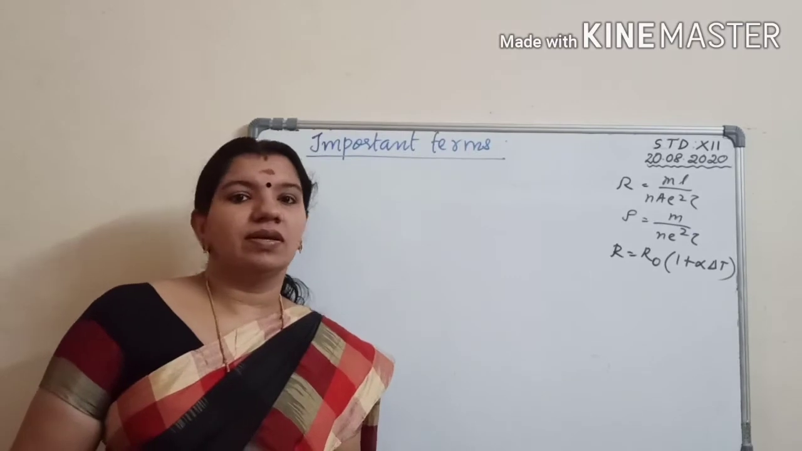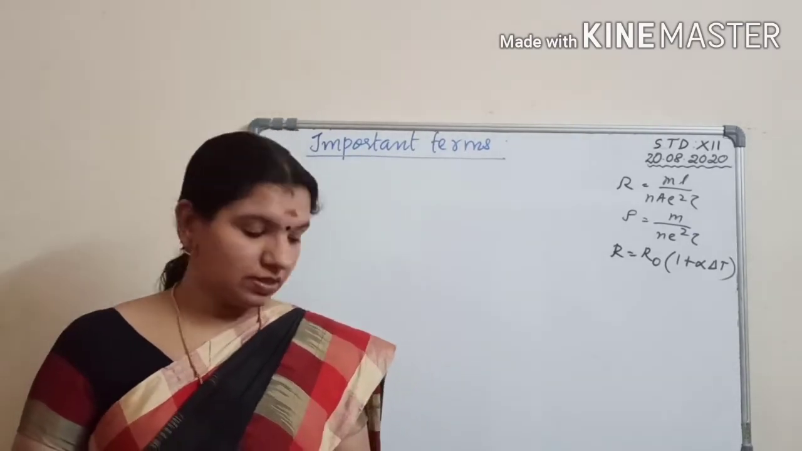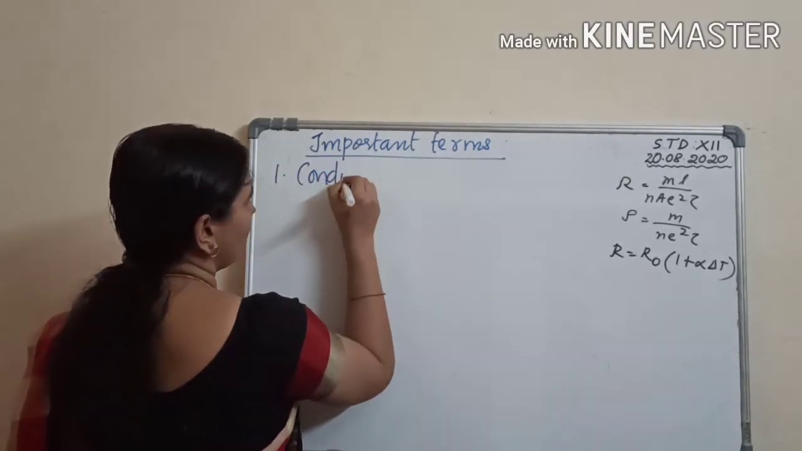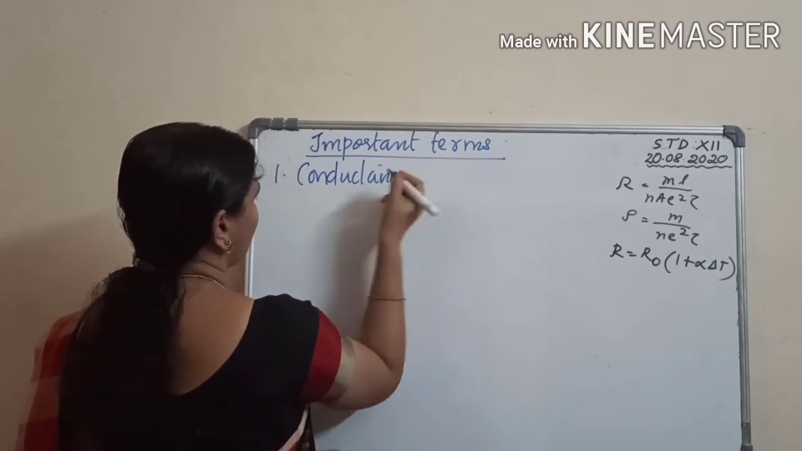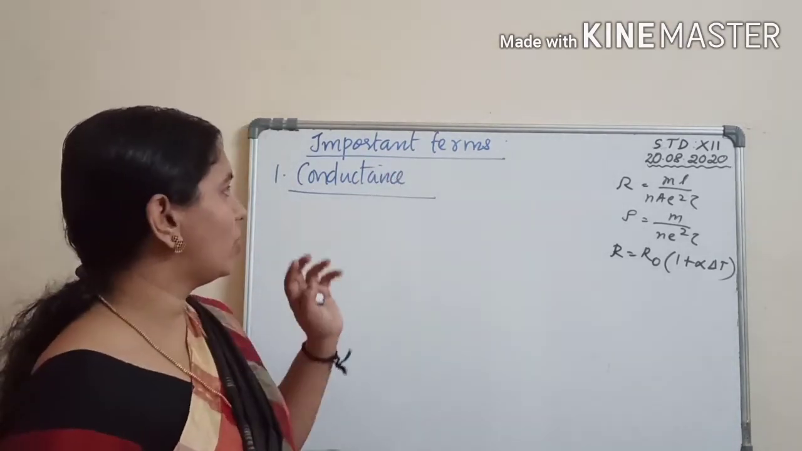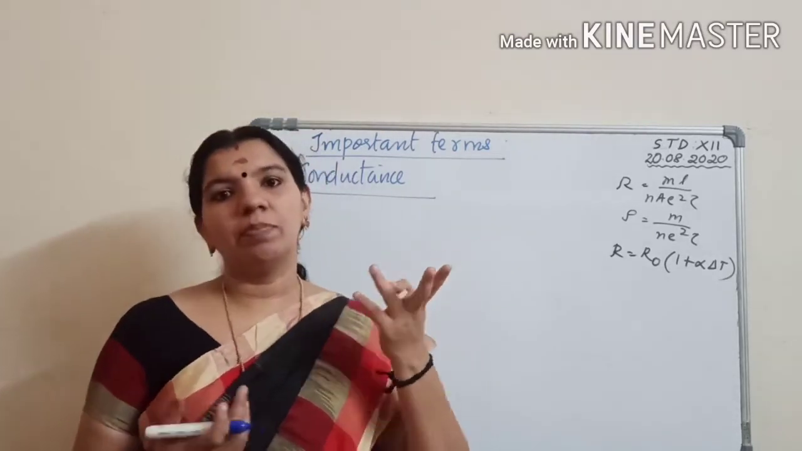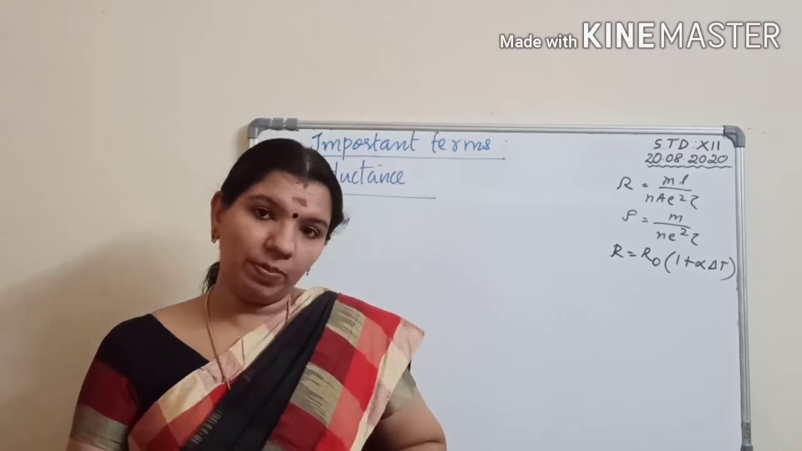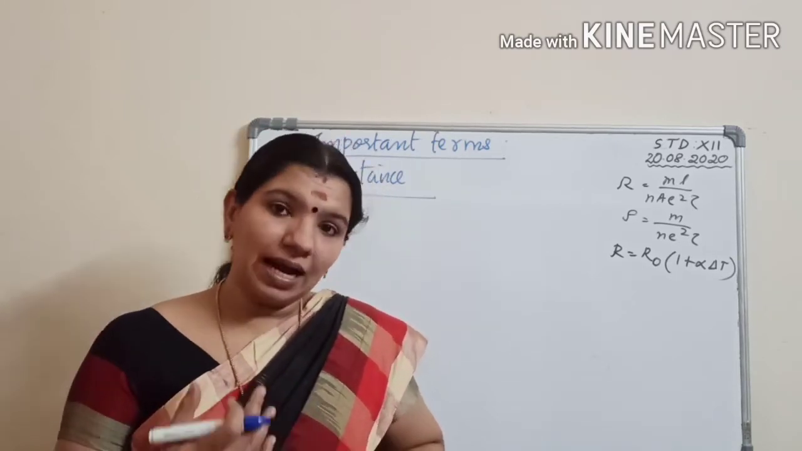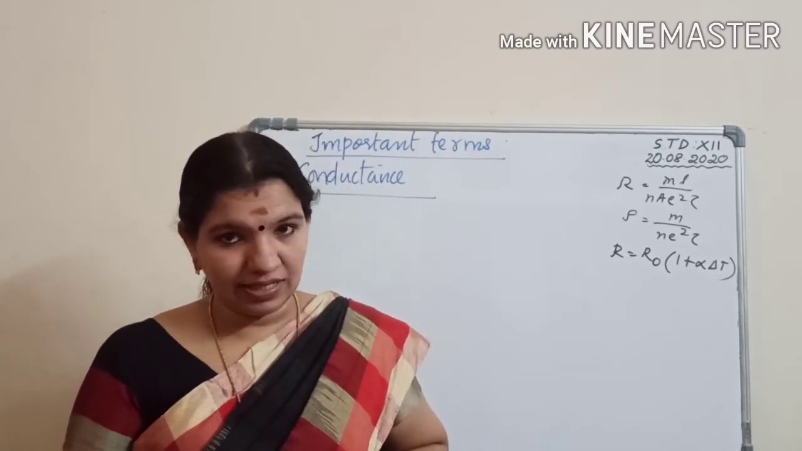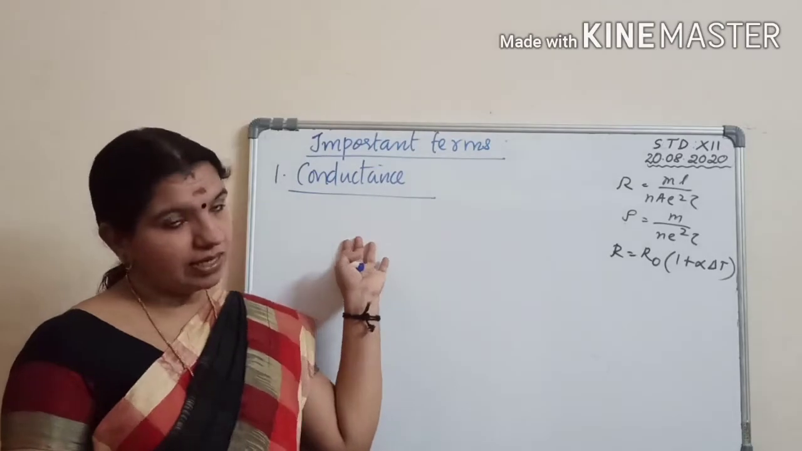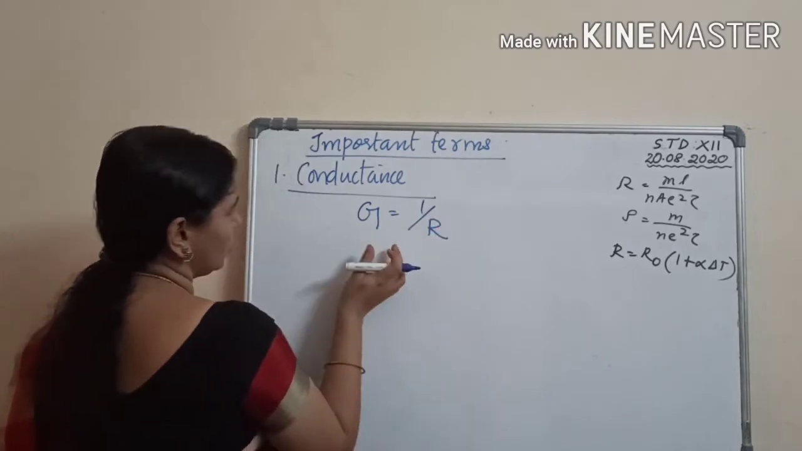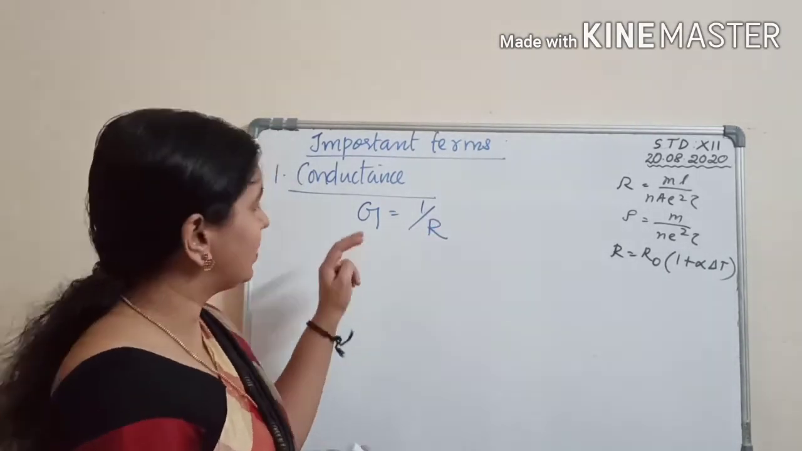Now we will discuss some important terms in this chapter. The first one is conductance. We have studied it in chemistry, but in physics also we have to mention it, and it's very important. Conductance means the ability to conduct, just the reciprocal of resistance. Resistance is the property by which it opposes the flow of current. Conductance means allowing the passage of current. Conductance is represented by the letter G, which is 1 by R.